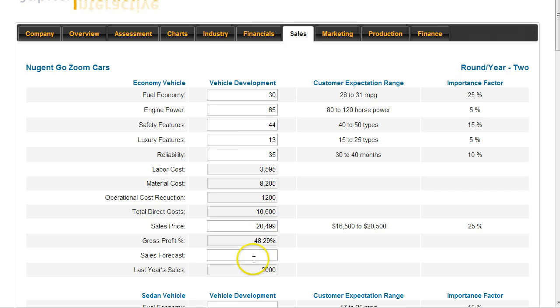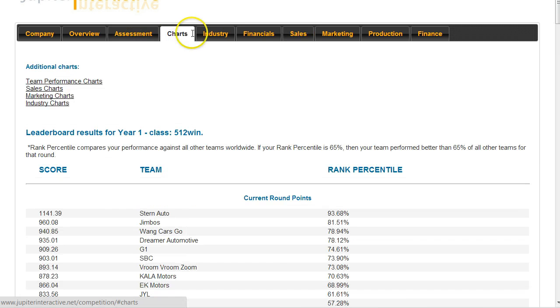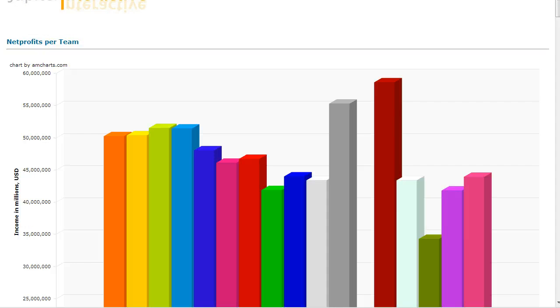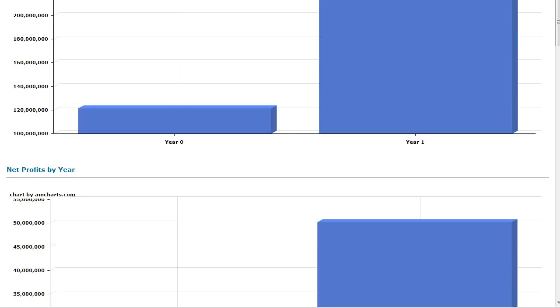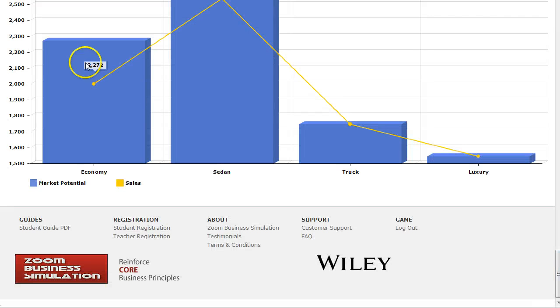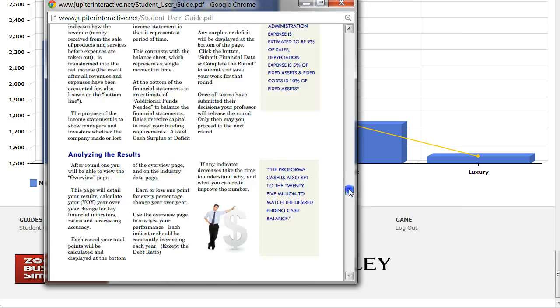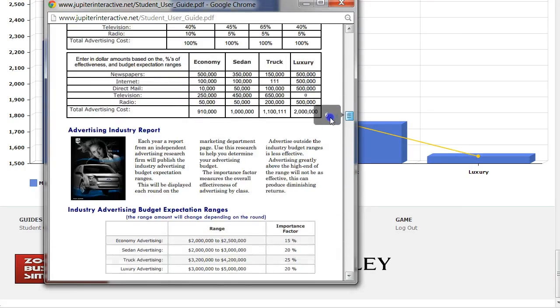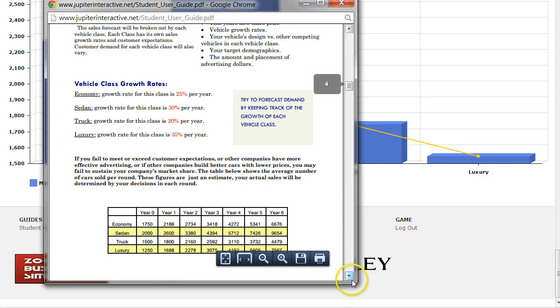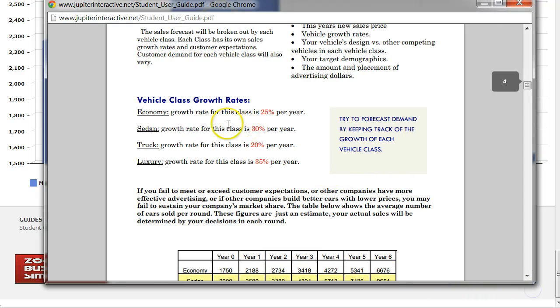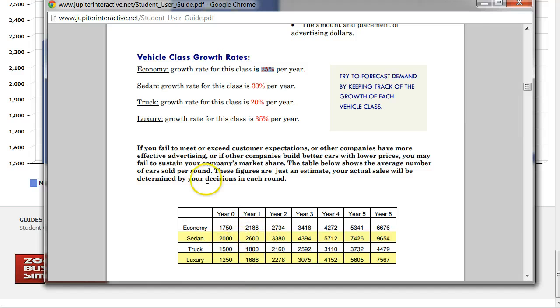Now, as far as my forecast, remember, I looked on my charts page, and I think I might have that chart up here. Okay, so on my chart page, I'm going to look at what was my actual potential, 4272. I'm going to pair that up with the student user guide, and look at the forecasting section, which is right here. And that tells me that economy is going to grow 25% per year. Sedan, we even get an example chart here. So it's going to grow 25%.